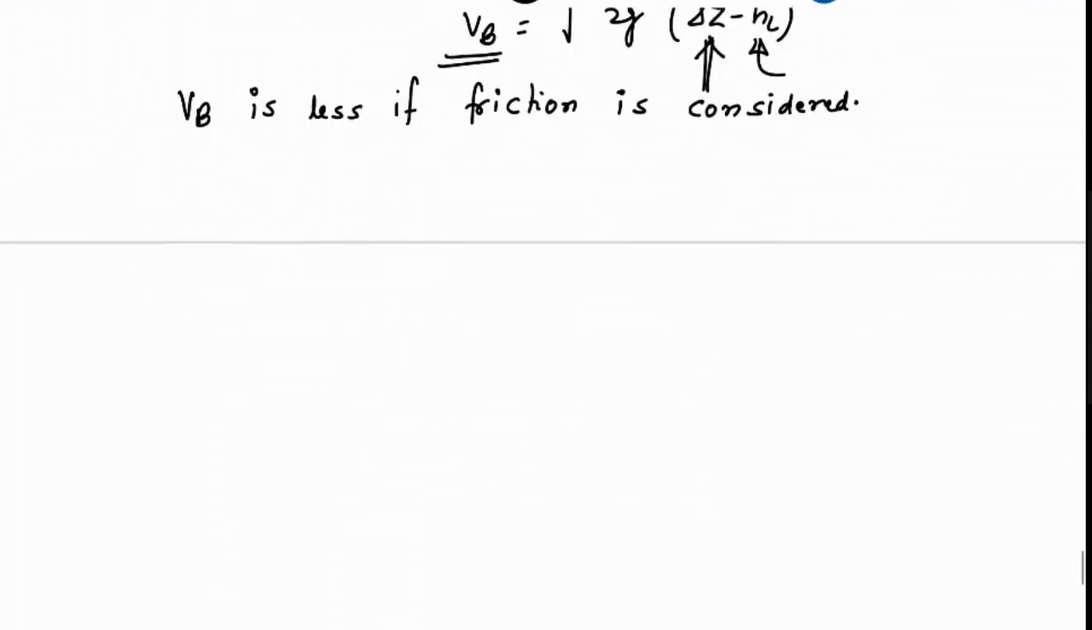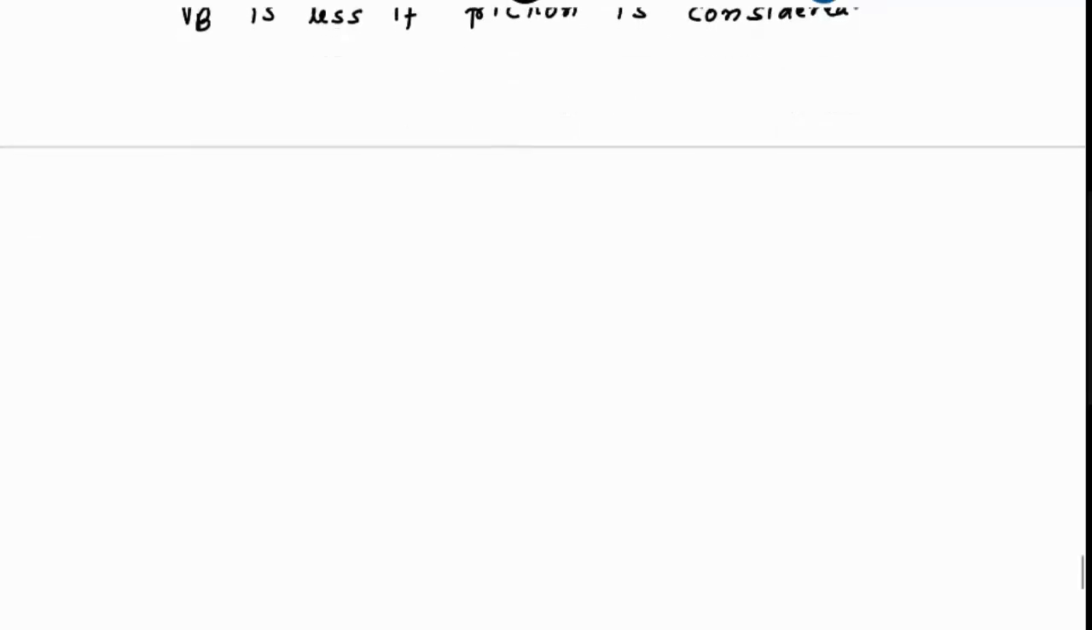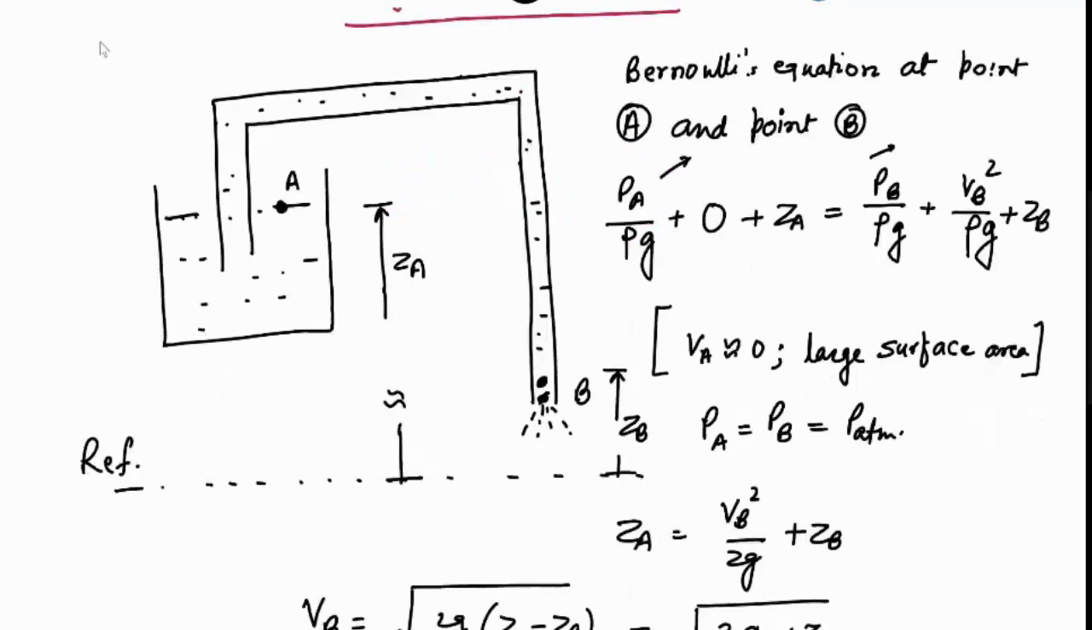Now let us consider one more point, point C. Let me see if I can go to the same diagram and copy it. No, it's not possible to copy. Anyway, so let us consider a point C here. So this point is C, and the height from the reference line is ZC. So ZC is the height. We are considering a new point.